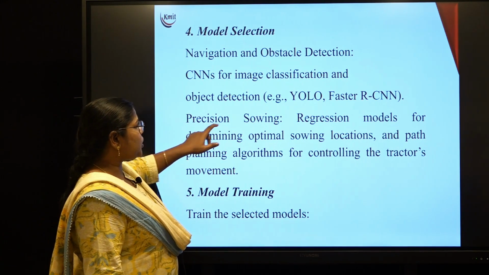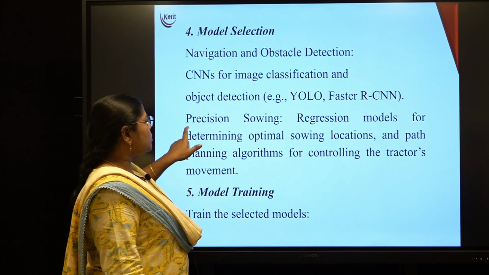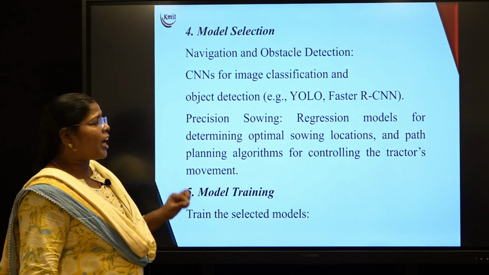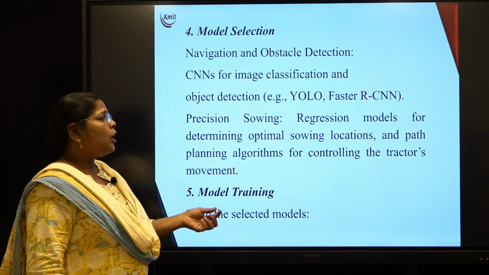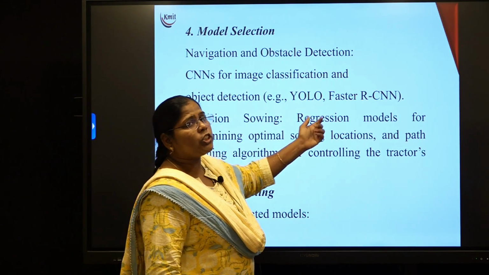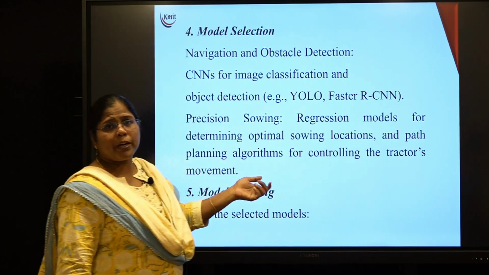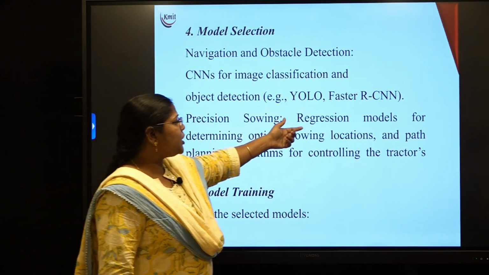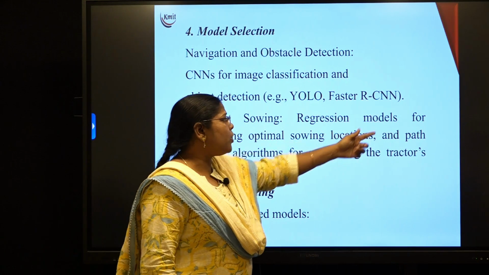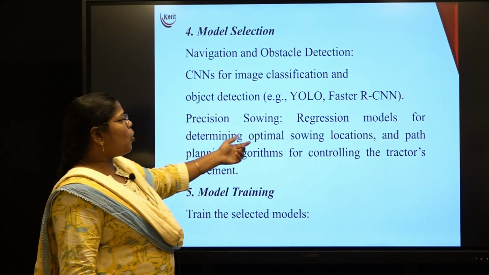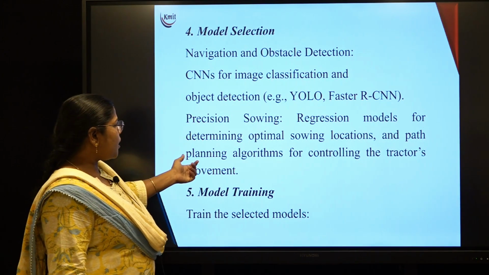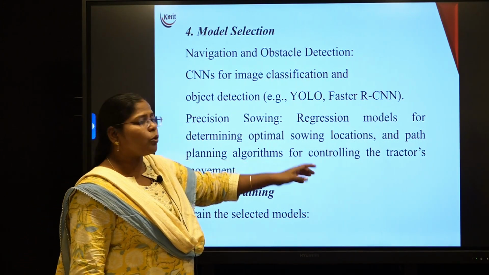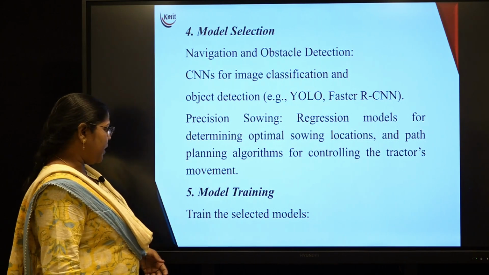Next is precision sowing. Precision sowing always should calculate the depth. Depth means the distance, which is nothing but a regression model. To calculate or predict the depth, it has to have the regression model for determining the optimal sowing locations, and also the path planning algorithm for controlling the tractor movement.